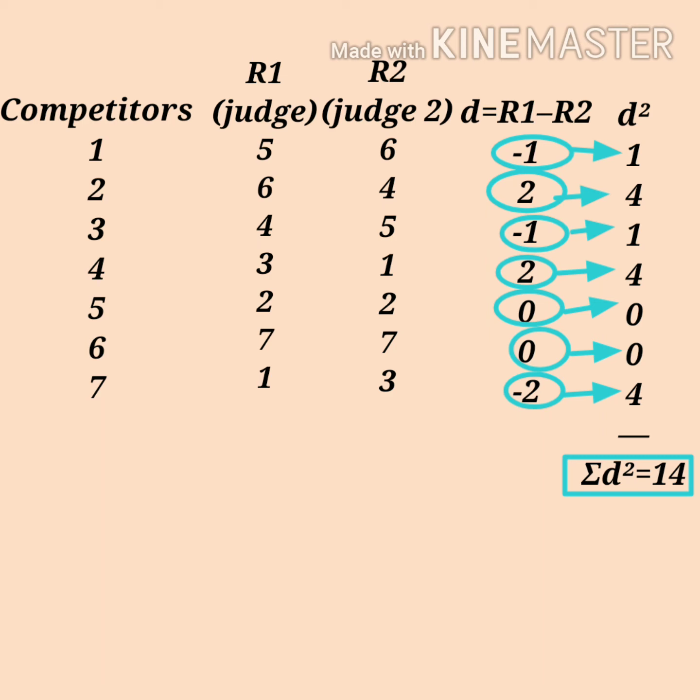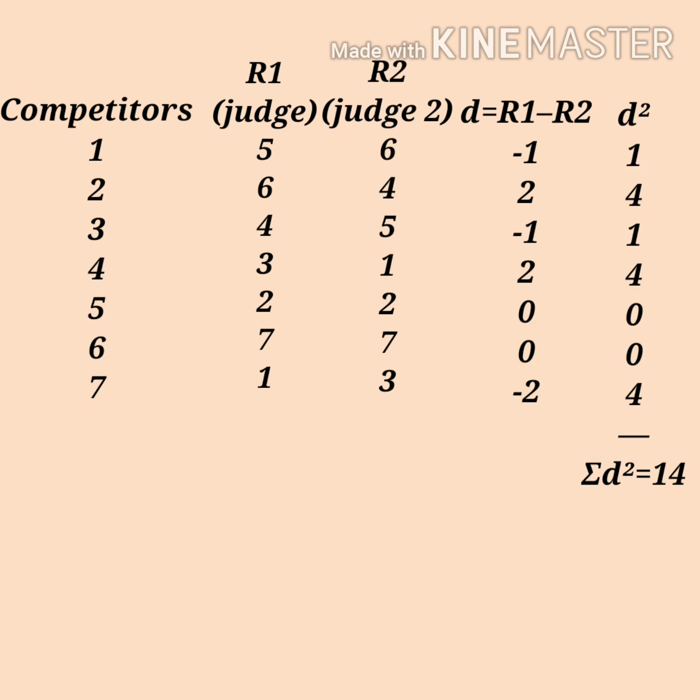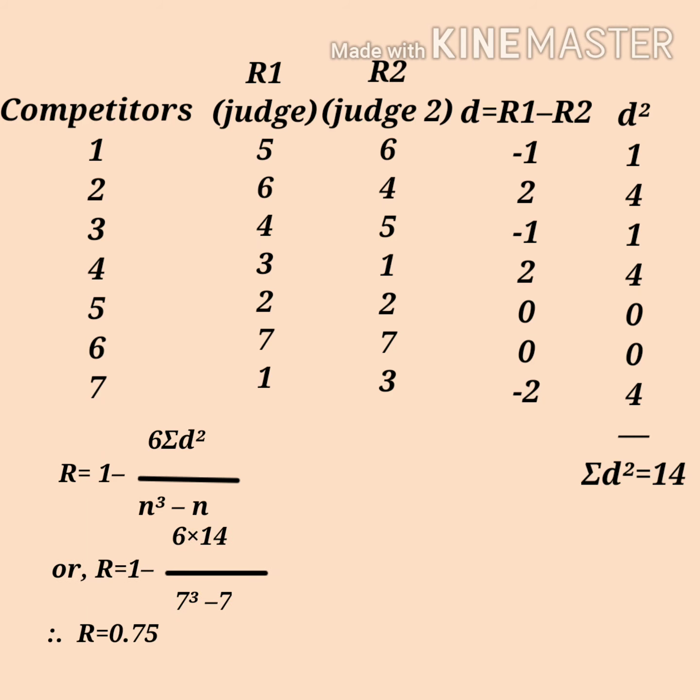And we have got the summation d square, that is 14. Clear? Now finally we got the summation d square, so we just put the value of summation d square in the formula. So just write down the formula, r equal to 1 minus 6 summation d square divided by n cube minus n. In the next line I have written 1 minus 6 into 14 divided by 7 cube minus 7.